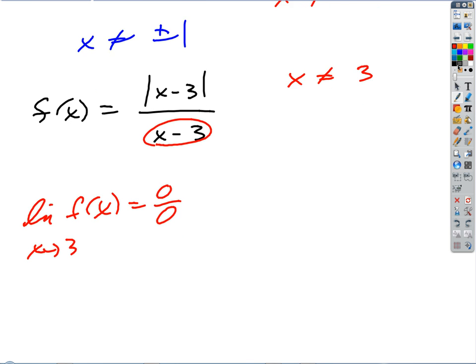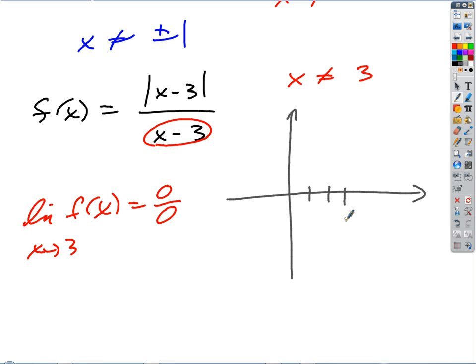If I wanted to sketch a quick graph of this, and that's how we'll approach this one, for values of x greater than 3, what is that going to become? So for x equals 4, or x equals 5, or x equals 3.1, or 1 billion, it's going to be 1, isn't it? Does that make sense? Because for all values of x greater than 3, the absolute value of x minus 3 is just going to be x minus 3. It's going to be positive.